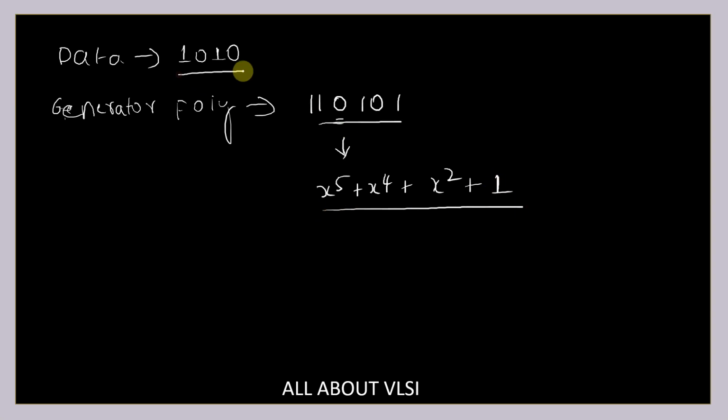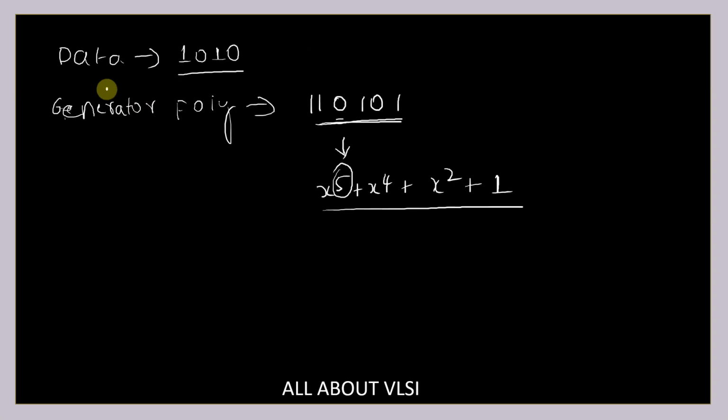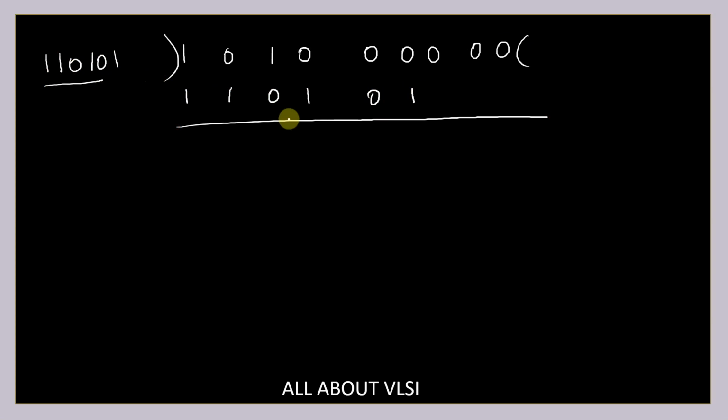Now I'm going to perform modular division between 1010 and 110101. Before that, I'm going to add 5 zeros to my data, since the highest power degree is equal to 5. Let's see how to write it down. 1010 followed by 1, 2, 3, 4, and 5 zeros, and my generator polynomial here is 110101. Now I'm going to perform XOR operation between these numbers.